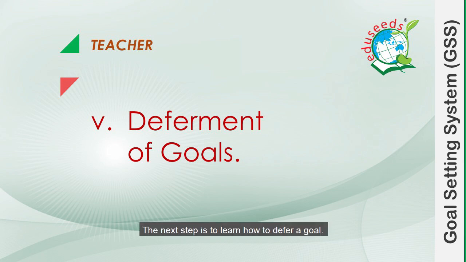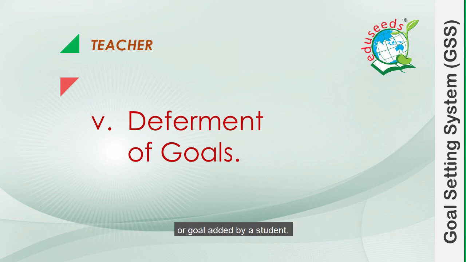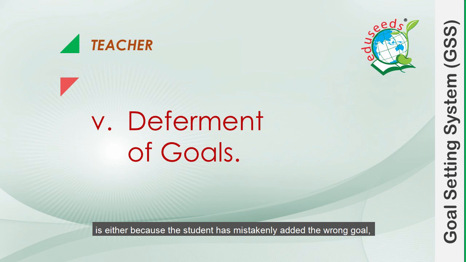The next step is to learn how to defer a goal. The meaning of defer in this instance is to delay, cancel, or postpone a goal set, or a goal added by a student. The reasons for a teacher to defer a goal is either because the student has mistakenly added the wrong goal, or the student has yet to complete the corrections from the previous lesson. Therefore, the class or subject teachers must clearly define the goals at the beginning of the school day or lesson.